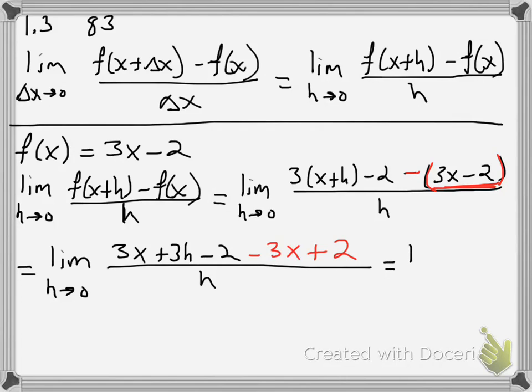Some nice stuff is going to happen. Most of the stuff cancels out, and we have 3h over h. At this point we can cancel out the h's, and then we just have the limit as h goes to 0 of 3. The limit of a constant is the constant, so our limit here is just 3.